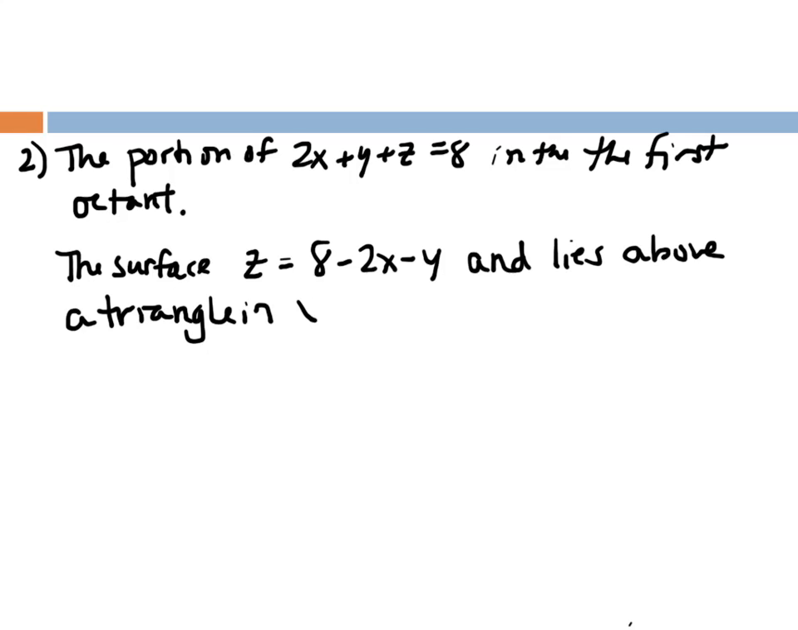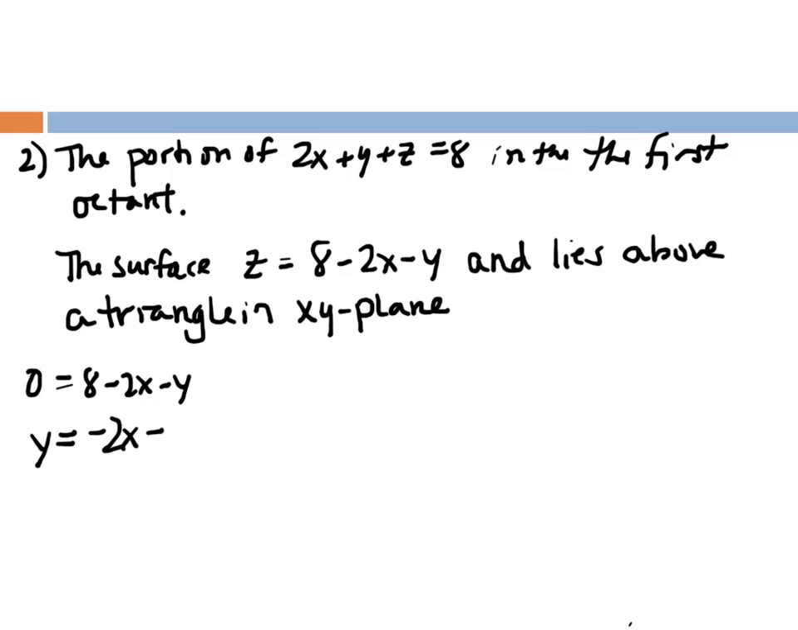in the xy plane. You might be asking, how do I know it's a triangle? Well, because if we let z equal 0, that is, we're in the xy plane, then we have 8 minus 2x minus y, and we end up with y equals negative 2x plus 8. And we also know that obviously we've got bounds at y equals 0 and x equals 0. So our shape actually ends up being, in fact, a triangle.